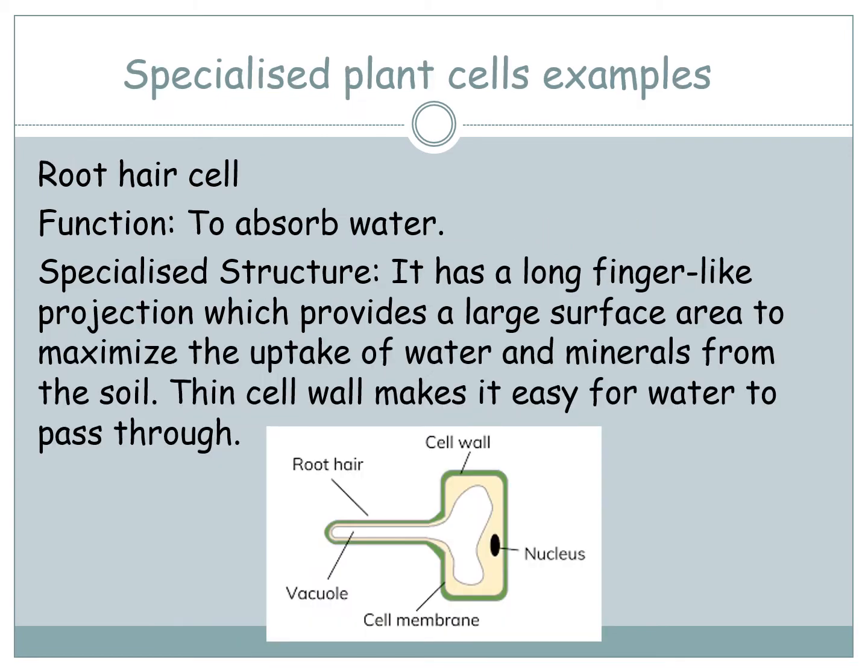The root hair cell, which is found in the plant, its function is to absorb water, and it's specialized because it has a long finger-like projection which provides a large surface area to maximize uptake of water and minerals from the soil. It's also got a thin cell wall which makes it easy for the water to pass through.